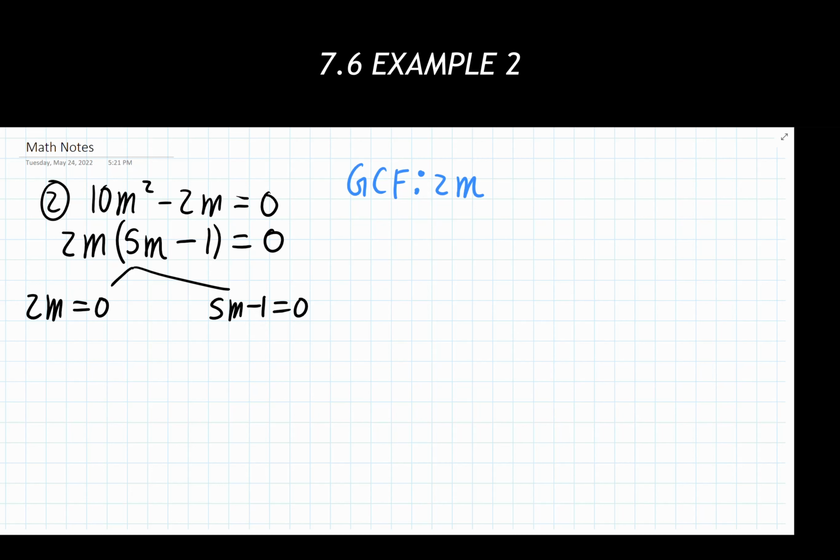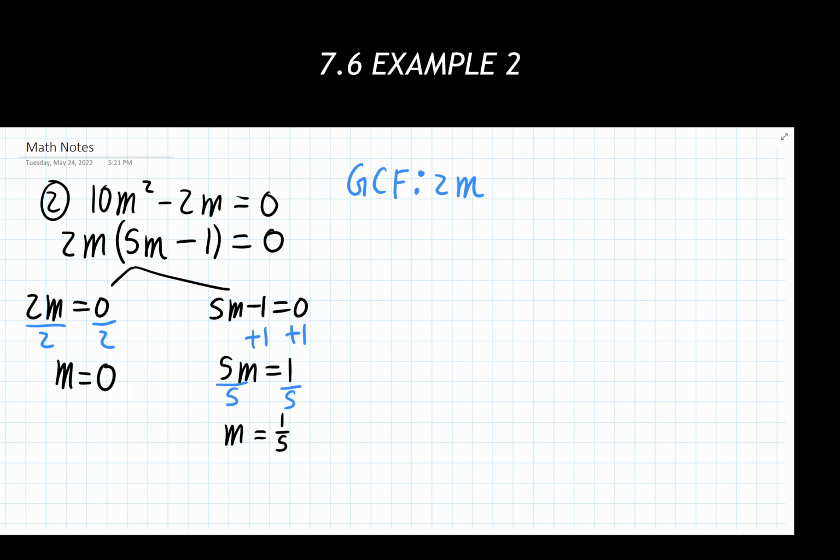On the first one, I have 2m. I don't want that 2 there anymore, so I'm dividing both sides by 2, and I'm getting m is equal to 0. For the other one, I'm solving for m. To get m all by itself, I'm adding 1 to both sides. Then I want to get rid of that 5, so I need to divide by 5, meaning m is equal to 1/5.